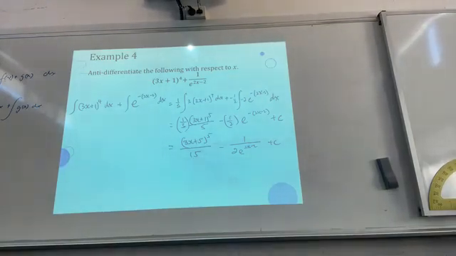Alright. Are you all happy with this so far? This bit, for a Pascal triangle question like this, you need to split it into two and do it twice.